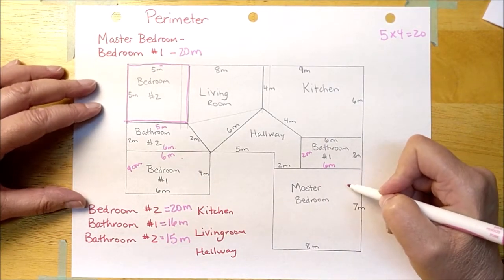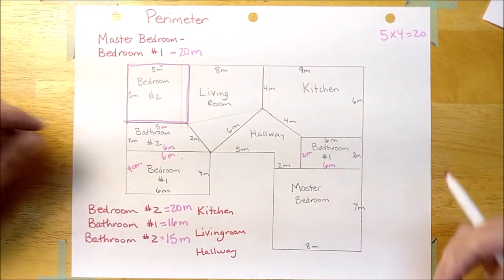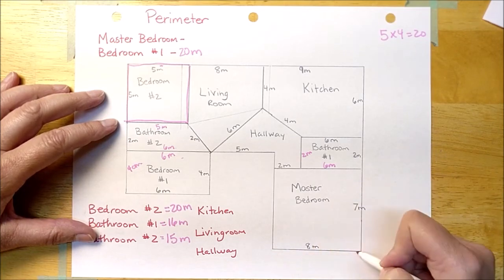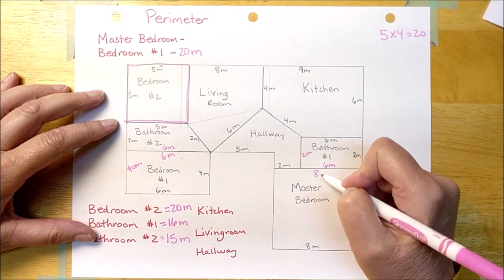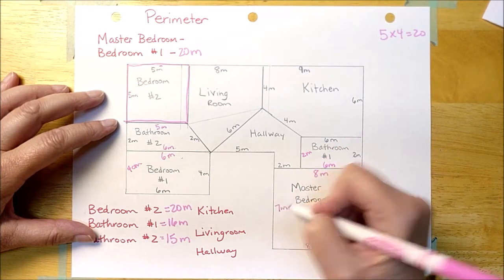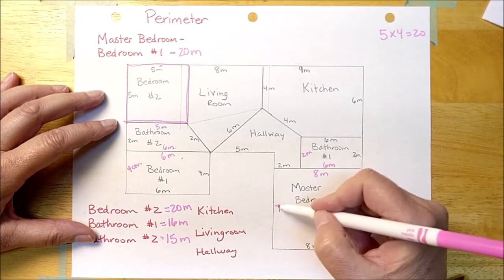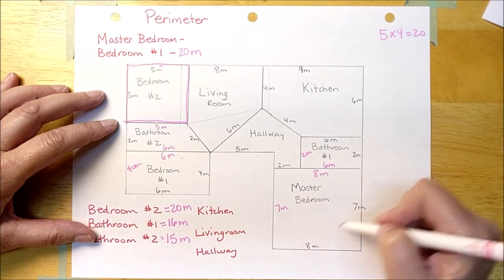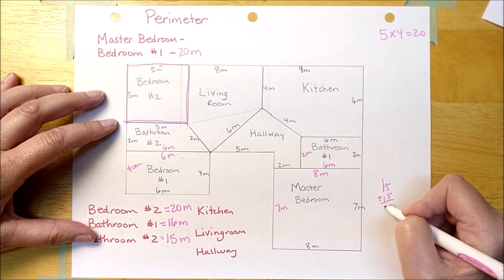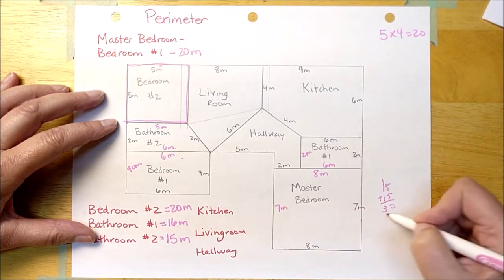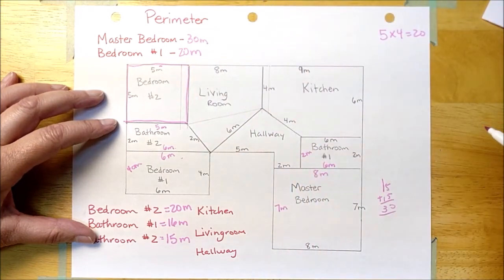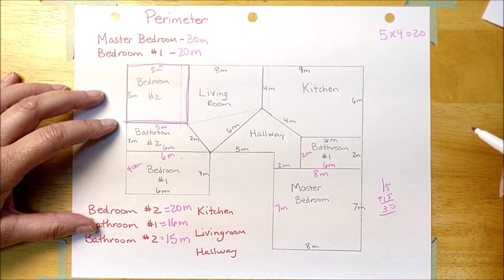All right, master bedroom looks like it's a nice even shaped one, so I can figure this out. So if this side is 8, that means this side is 8. If this side is 7, that means this side is 7. So I can add those together as 15, and those together would be 15, and 15 plus 15 equals 30. So the master bedroom has a perimeter of 30 meters. That's a pretty big bedroom.